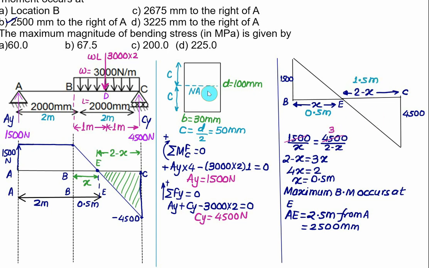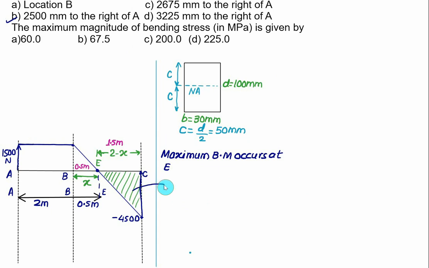In the second part, we have to calculate the maximum bending stress. That I will solve in the next slide. This area will represent the maximum value of the bending moment. So area will be equal to 1 by 2, height is equal to 4500, and base is equal to 1.5 meter. So we have the maximum value of the bending moment as 3375 Newton meter.